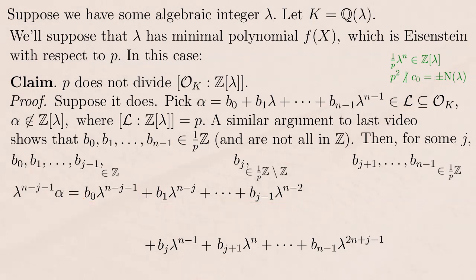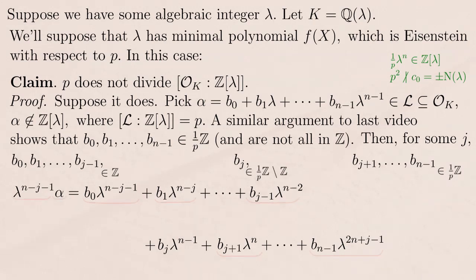All the terms from b sub j plus 1 lambda to the n upwards have coefficients in 1 over p times Z, but they also all have a factor of lambda to the n, and our first fact in green above tells us that 1 over p lambda to the n is in Z adjoin lambda. So overall, all of these terms are in O_K as well.